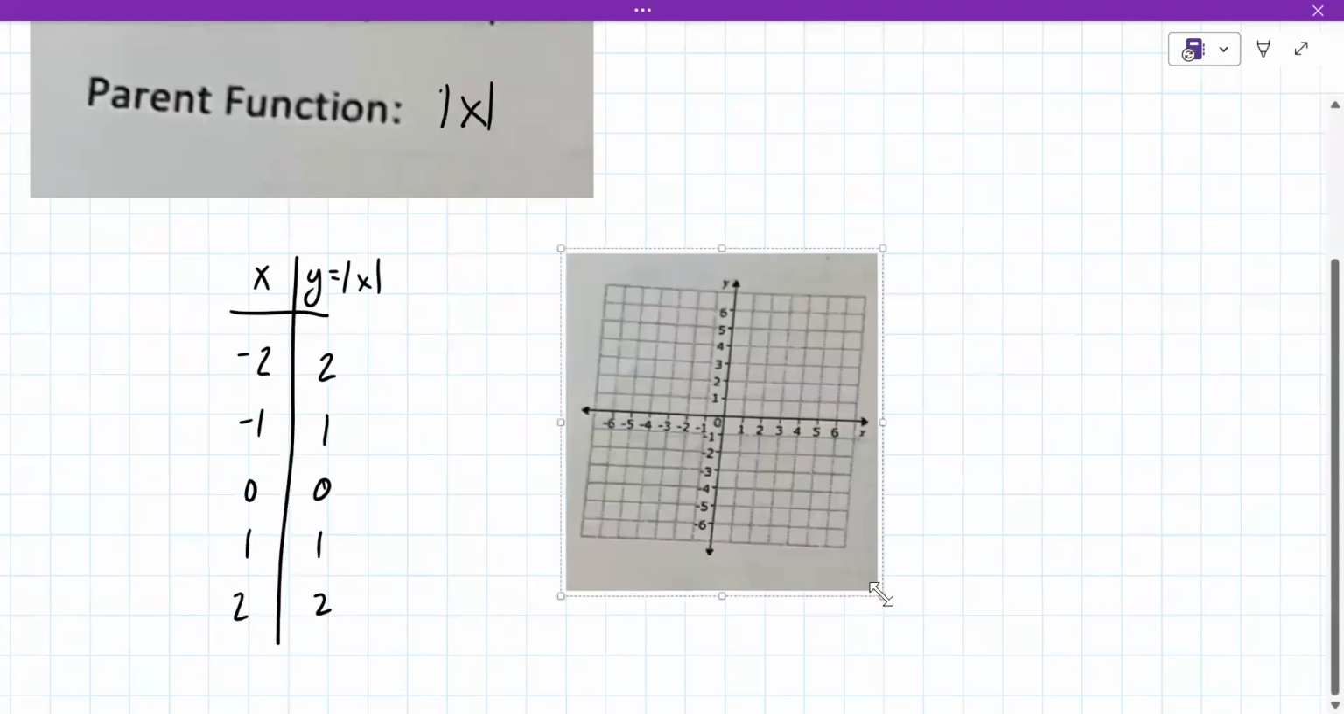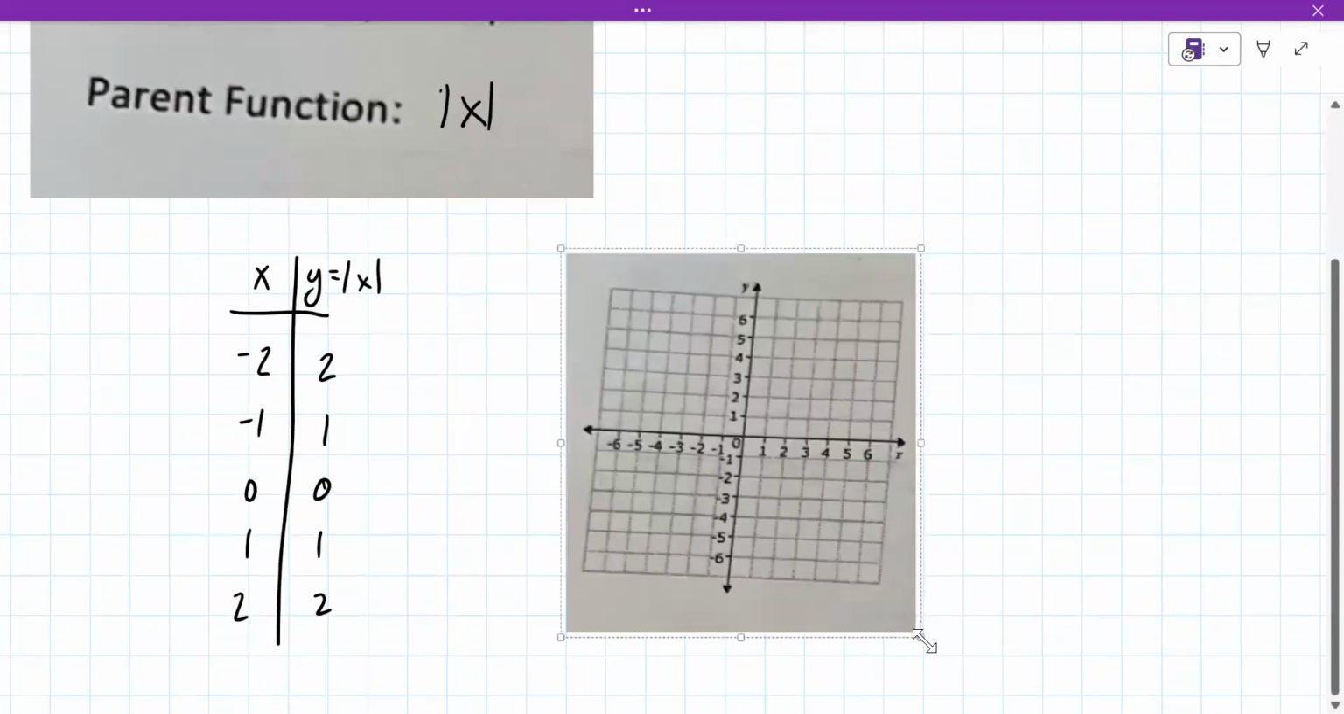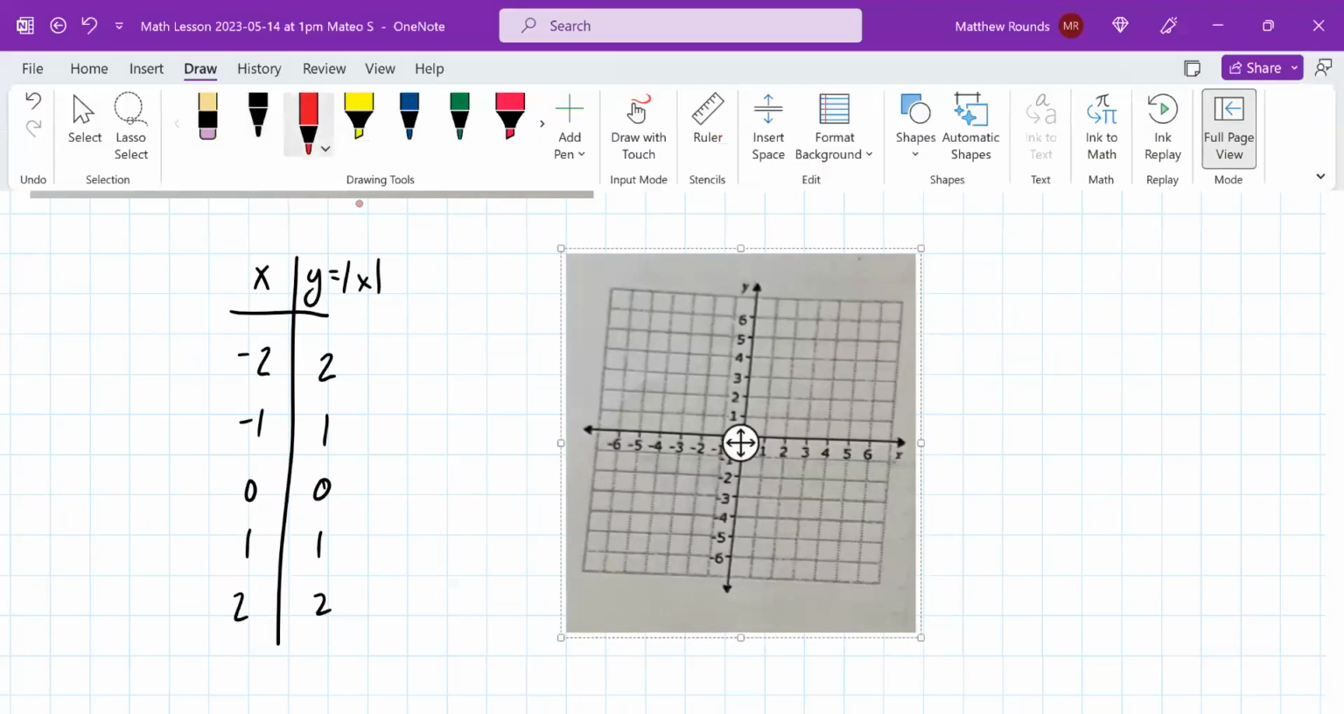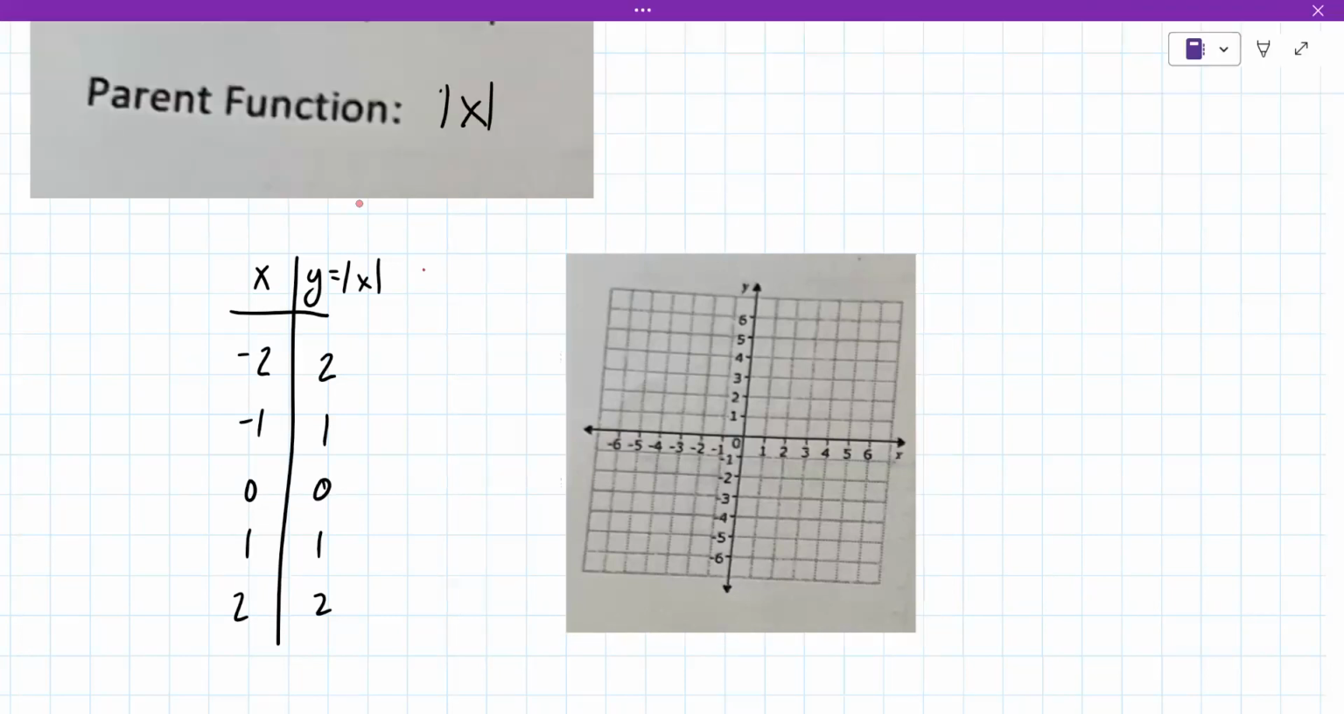And tell me what shape you see. There's kind of a distinct shape, something you can almost say to tell people this is an absolute value graph. Tell you what it looks like. I'm pretty sure it's like a little U or a V. It's one of them. Yes, this comes out to a V.